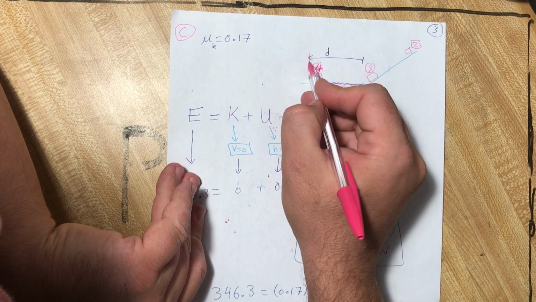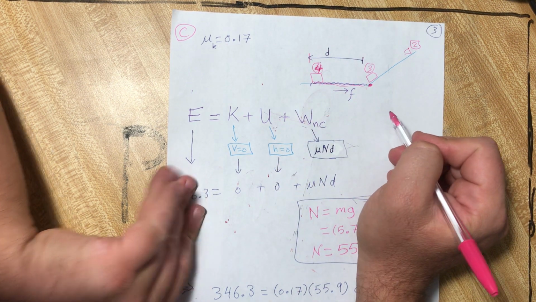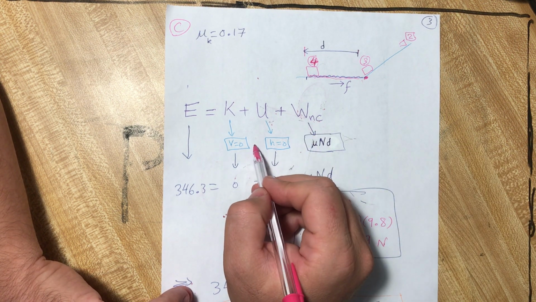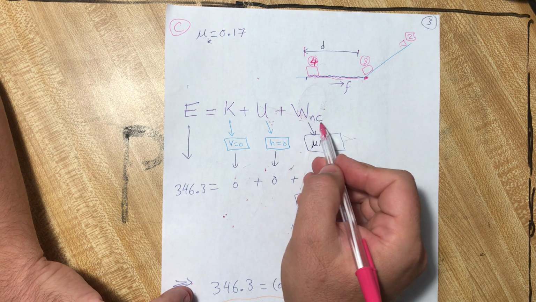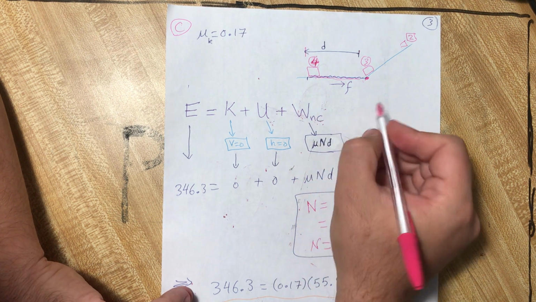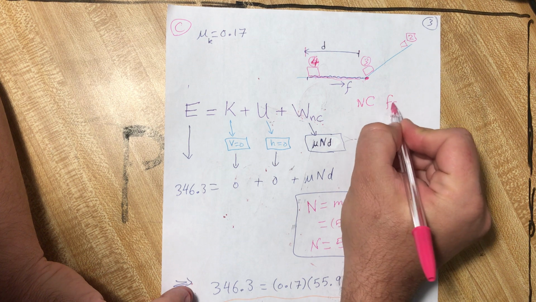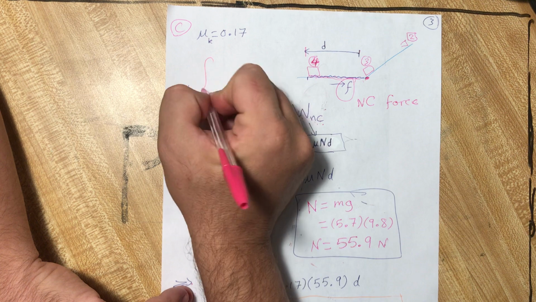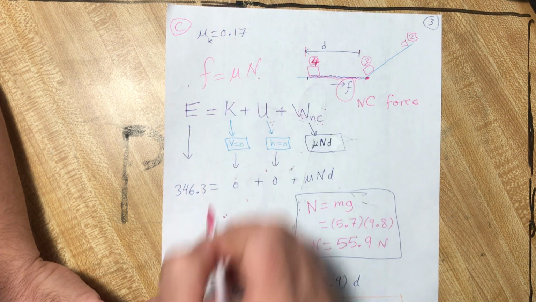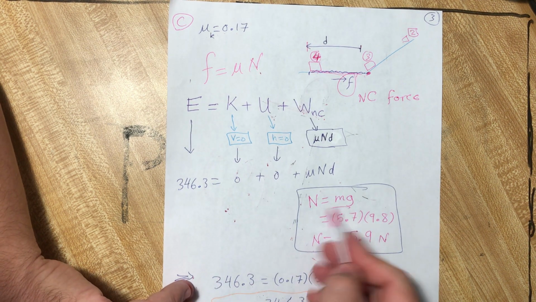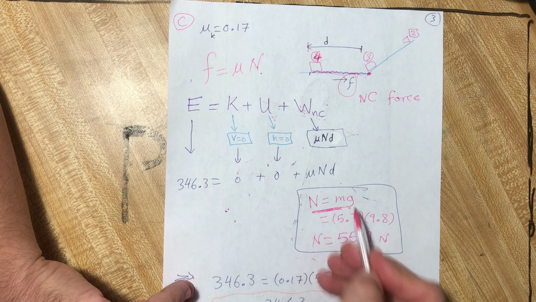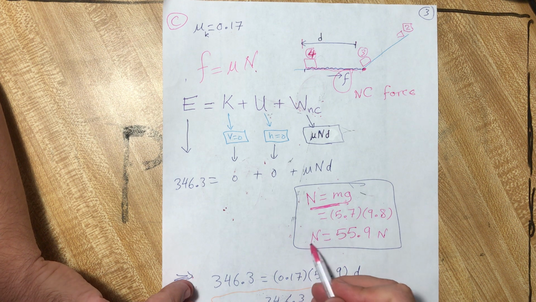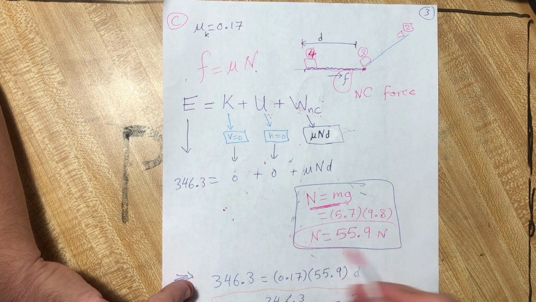How much is the distance? Now we need to use the mechanical energy formula with non-conservative work, the work due to non-conservative forces. What is the non-conservative force now? It is the friction force. We know that the friction force is equal to mu multiplied by the normal force. And the normal force is equal to mg in magnitude. M is 5.7, g is g. Then the normal force is equal to 55.9 newtons.